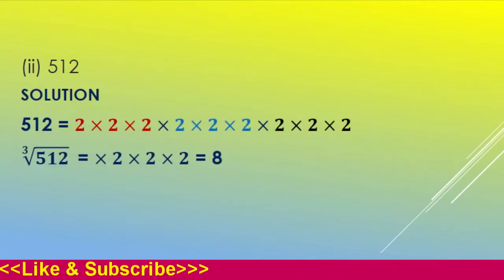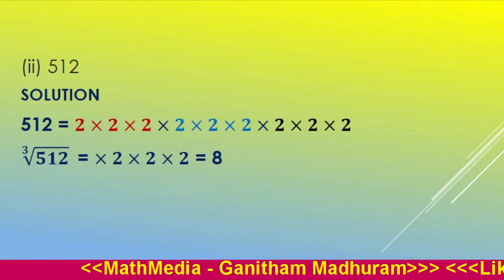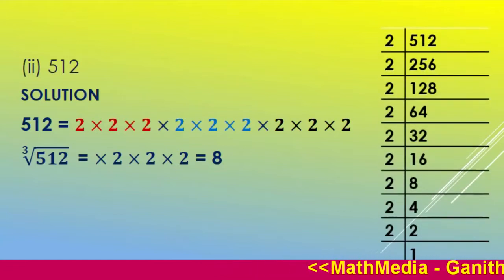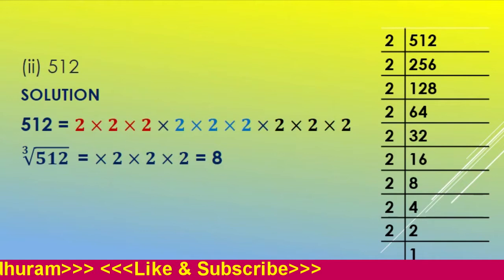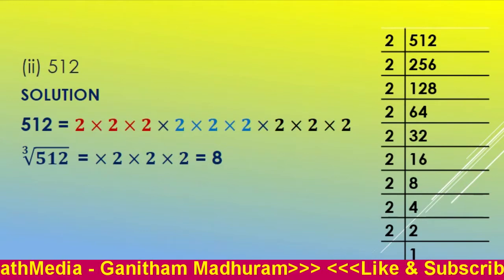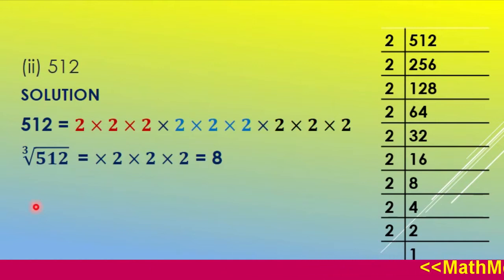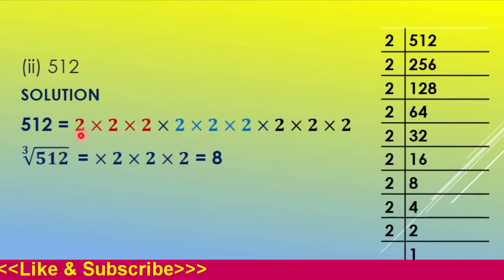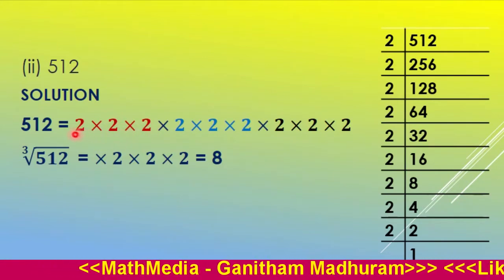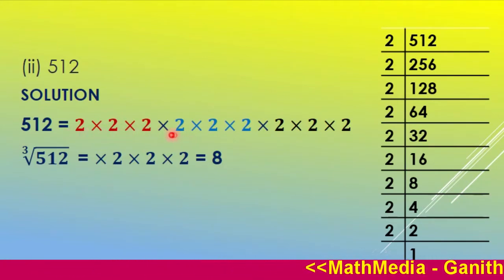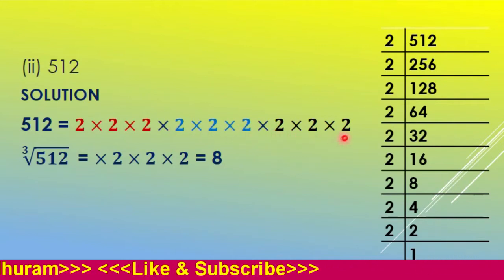Our next question, cube root of 512. We are finding the cube root by prime factorization. So first do the prime factors of 512. We are getting 2 multiplied 9 times. Our next step is to make a group of 3. Here I am making one group of 3. Again I am making a second group, and I am getting one more group.